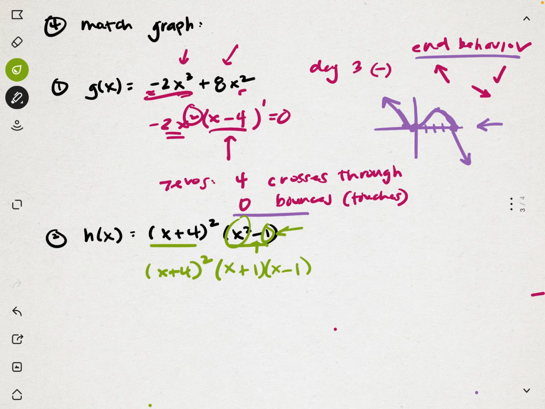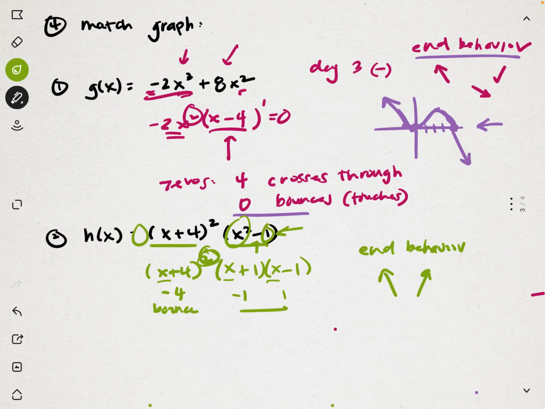All right, so let's talk about end behavior. We have 1, 2, and then this squared x, so that's degree 4. And notice that we don't have anything in front, which means it's positive. So we have positive even, which is up and up. And then we also have our 0s. We have our 0 at negative 4. This one is going to bounce because we have an even exponent. And then we have negative 1 and positive 1, and these are both going to go through the graph.